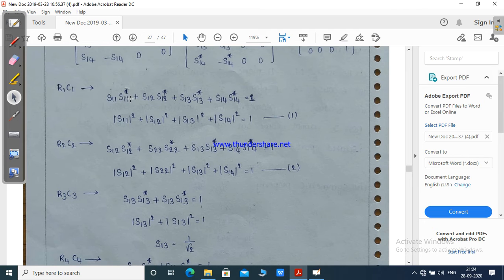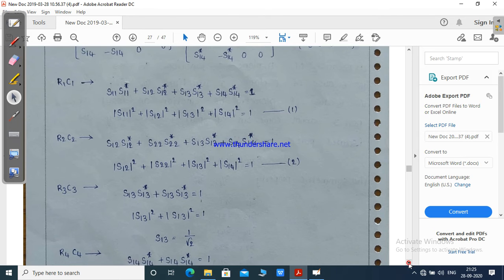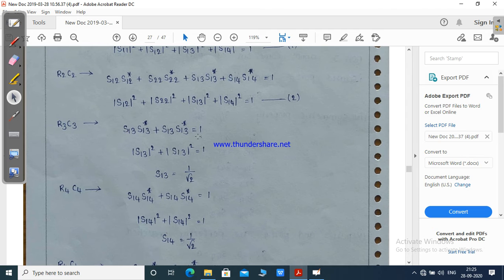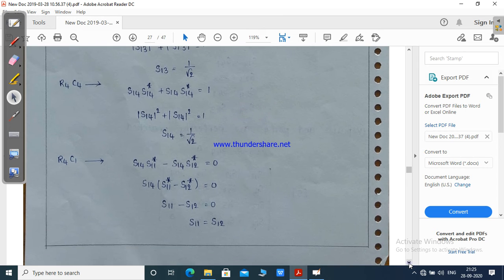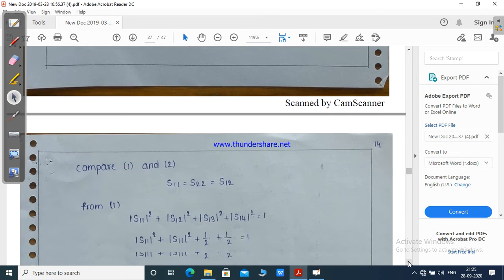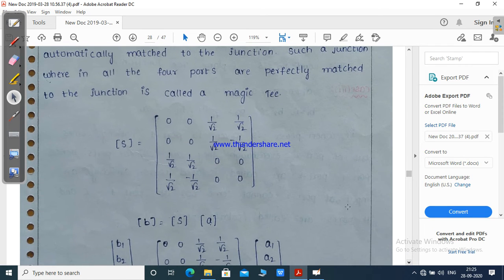S11 into S conjugate we can write as modulus of S11 whole square plus S12 whole square plus S13 whole square plus S14 whole square is equal to 1. From the 1, 2, 3 and 4 equations and simplifying, from the third equation we get S13 is equal to 1 by root 2, and from the fourth equation S14 is equal to 1 by root 2. Substitute these values in equation 1 and equation 2 and simplify that. Then we get all the values: S11 is equal to 0, S12 is equal to 0, S13 is equal to 1 by root 2, like this. Substitute all these values in this matrix. We get these values. You have to practice it.